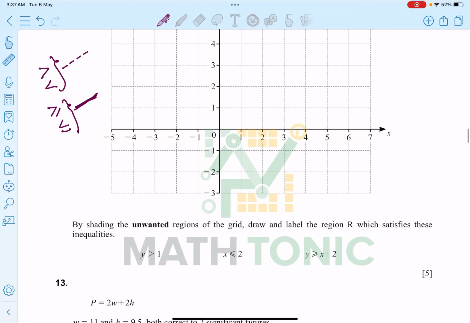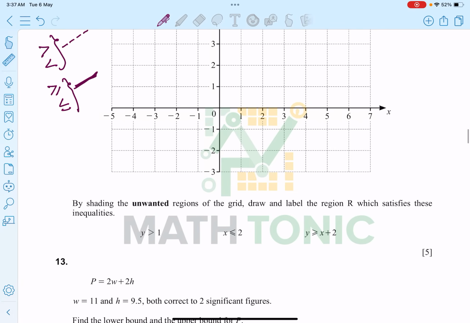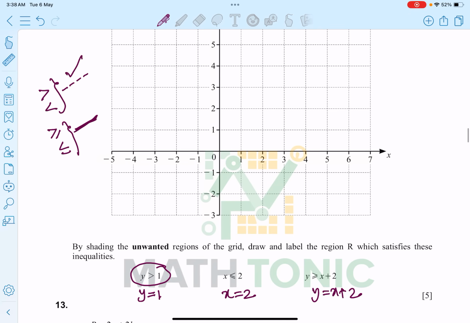Now how to shade the unwanted region and how to get the answer for this one. Always remember, first try to find the lines or equations as equals. For example, think it is given y equals 1, think it is given x equals 2, and think it is given y equals x plus 2. Did you understand, everyone? But if you see this, it is strictly greater than 1. That means I have to go for a dotted line.